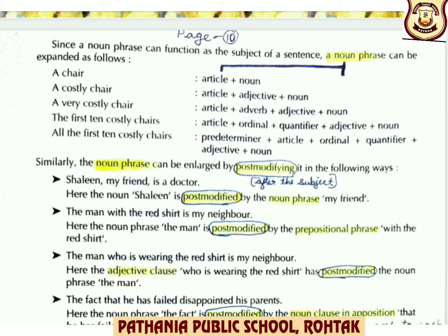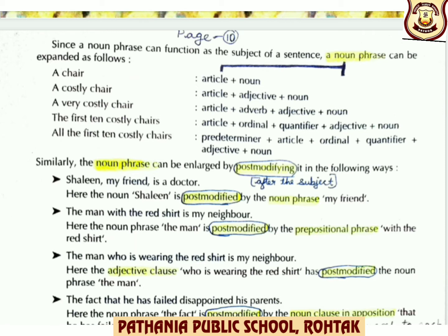Similarly, children, the noun phrase can be enlarged by post modifying also. In which way? Shaleen, my friend, is a doctor. Here the noun Shaleen is post modified by the noun phrase my friend. As I discussed, post modifying means which comes after the subject. That is noun or pronoun, and they are the part of a subject. When we divide the sentence into subject and predicate.